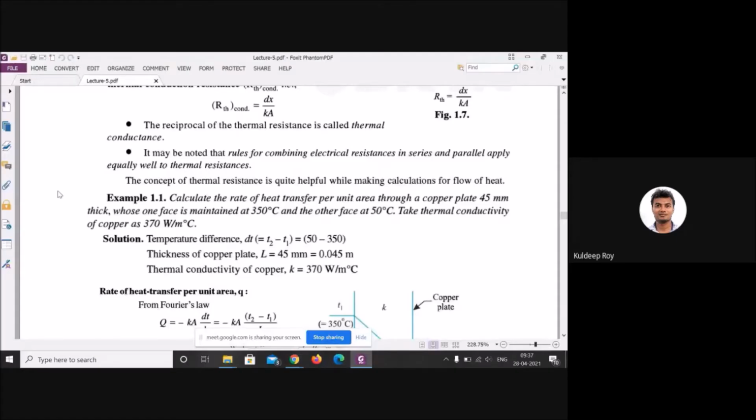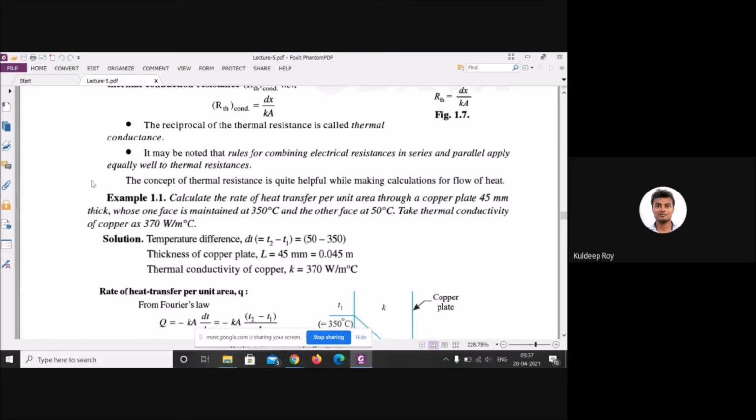Okay, now if you have one copper plate, the thickness they have given is 45, and the temperature here is 350, and on one side it is giving 50 only. Now take the thermal conductivity of copper as 370 watt per meter degree centigrade. Now calculate the heat transfer. Now tell me how you will calculate your heat transfer.